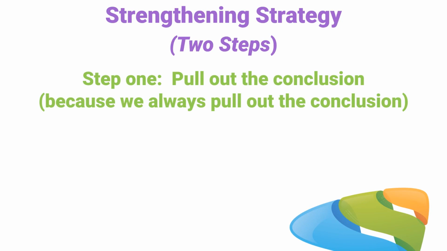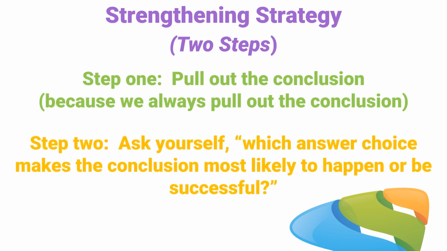The secret for nailing strengthening questions is really pretty simple. First, pull out the conclusion, because we always pull out the conclusion, and then ask yourself which answer choice makes the conclusion most likely to happen. We're looking for reasons why the conclusion will be successful.